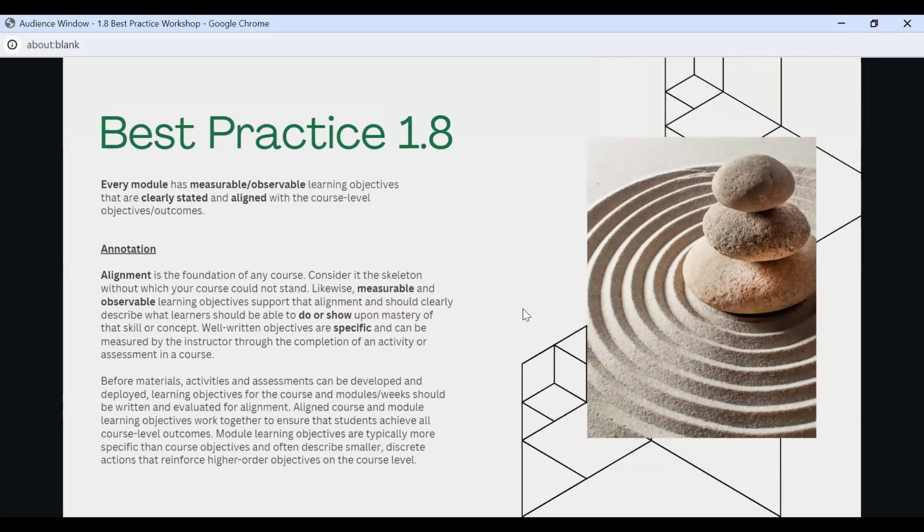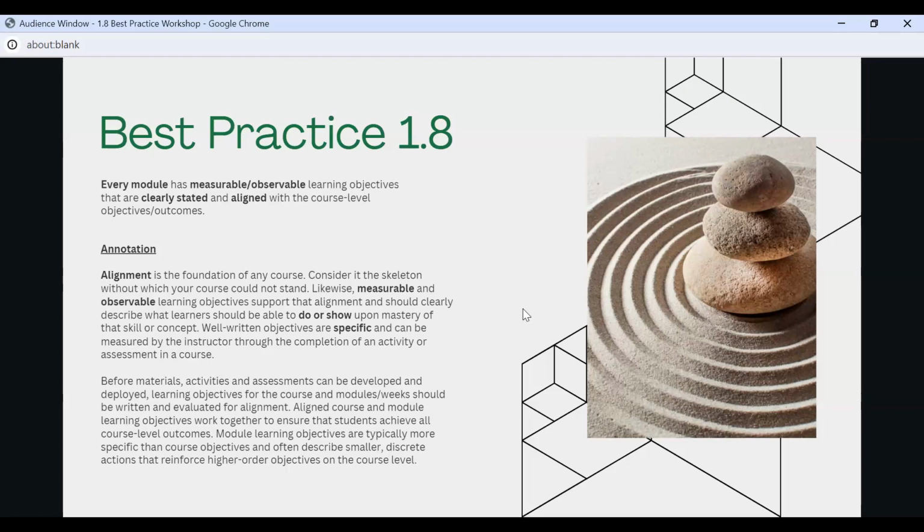Okay, so here's 1.8. I want to look at it a little bit more closely because there's a lot. It's a mouthful, right? I'm going to read through some, not all of it. And as you can see, I've put in bold words that I think are worth highlighting and emphasizing in the best practice itself and in the annotation. So best practice 1.8 reads, every module has measurable or observable learning objectives that are clearly stated and aligned with the course level objectives or outcomes.